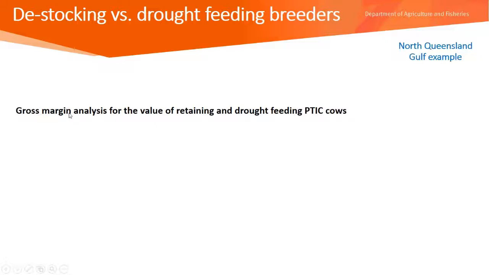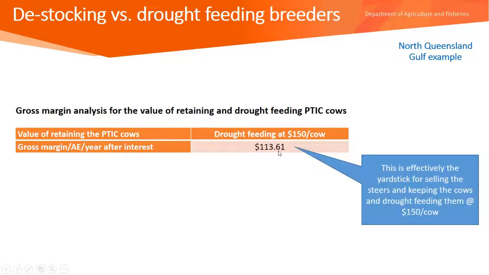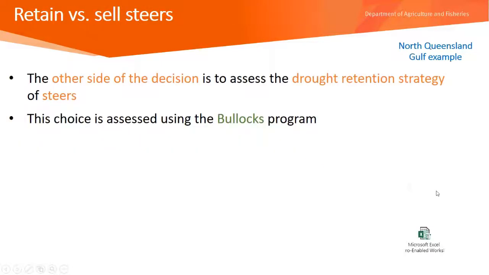It allows us to do a gross margin analysis for the value of retaining and drought feeding pre-TIC cows. And when we put it through cow trade, if we sold the steers, freed up a bit of grass, reduced our feeding cost, our gross margin per AE per year after interest was 113.61. So that's effectively our benchmark or our yardstick for selling the steers and keeping the cows. That's one side of our choice.